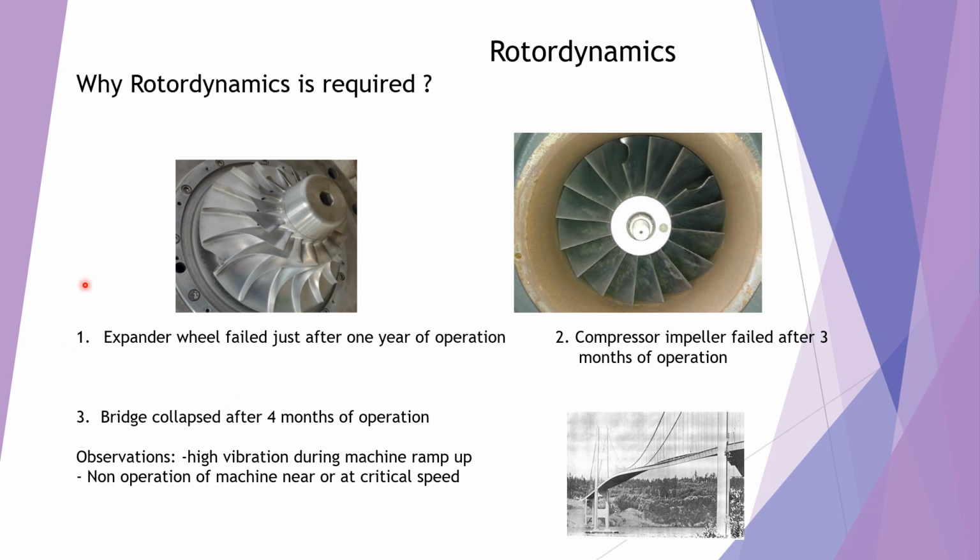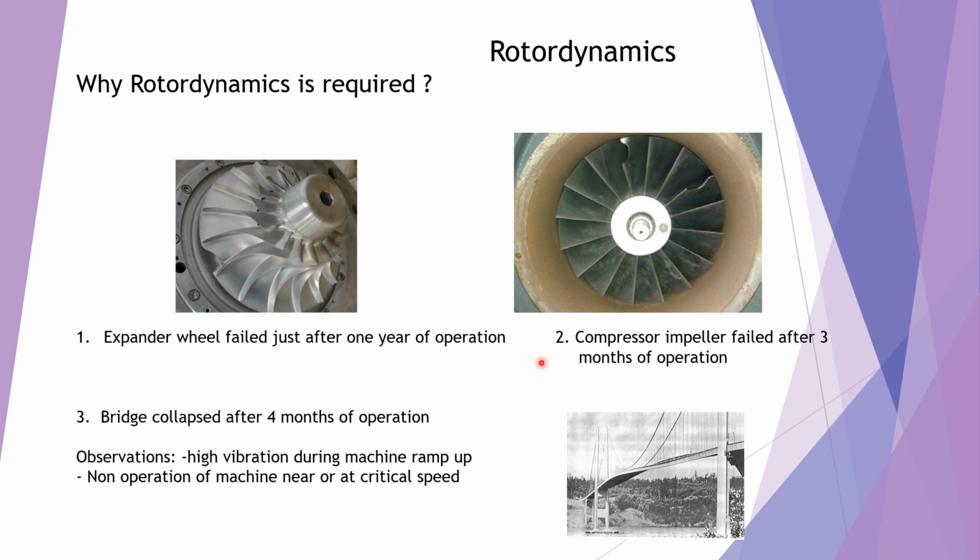If you look at this picture, this is a turbo expander wheel photograph which has failed after just 1 year of operation, and it has been noticed that although rotor dynamics analysis was conducted, the separation margin was not maintained as required.